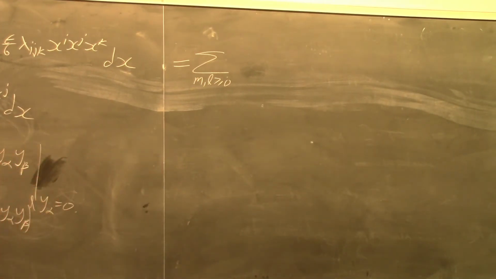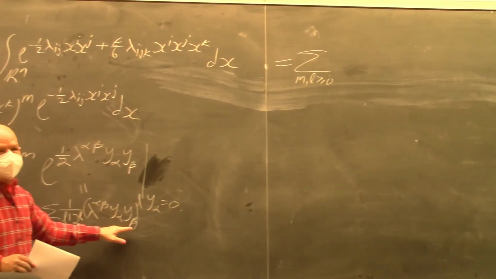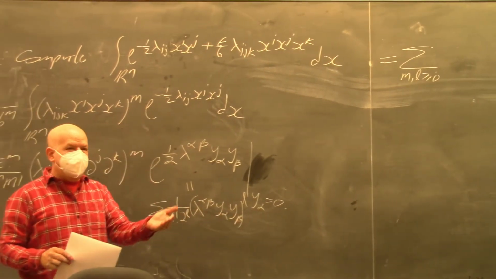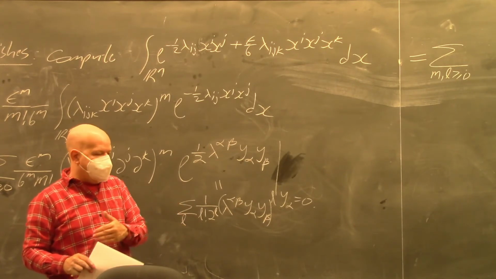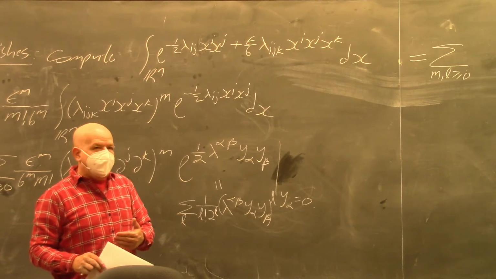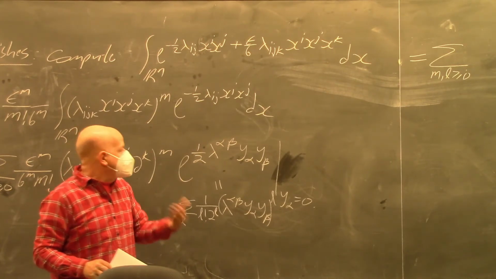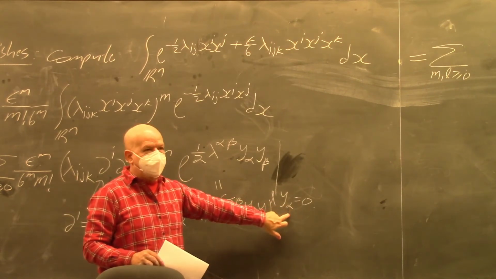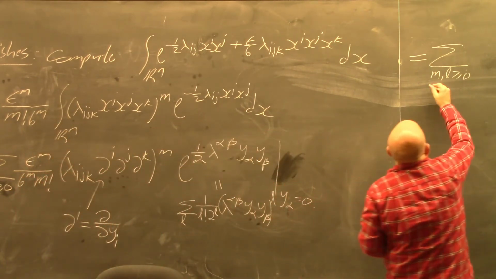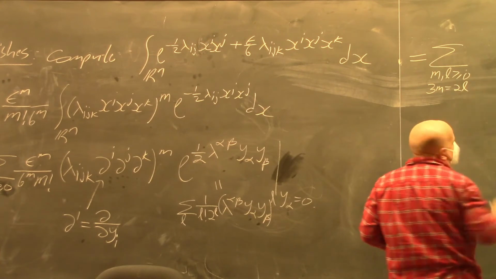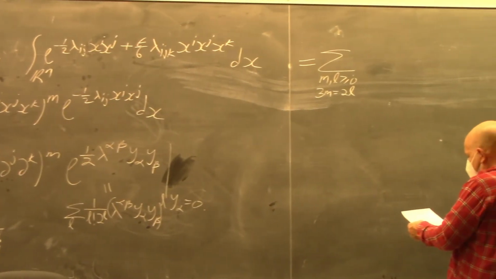But you see, here you're going to have 3m differentiations, and here you're going to have 2L y's. The only way 3m differentiations will differentiate 2L y's and produce an output which is non-zero and remains non-zero after substituting the y's to be zero, is if the number of y's is equal to the number of differentiations. So the only way you'll get a contribution is if 3m is equal to 2l.